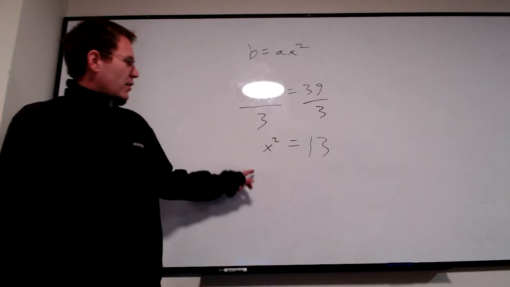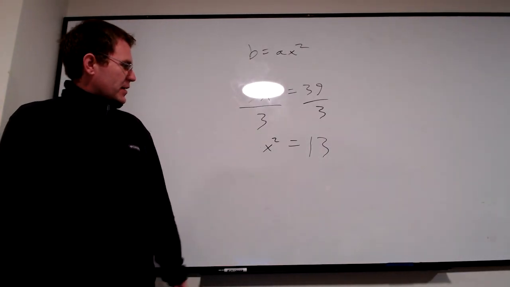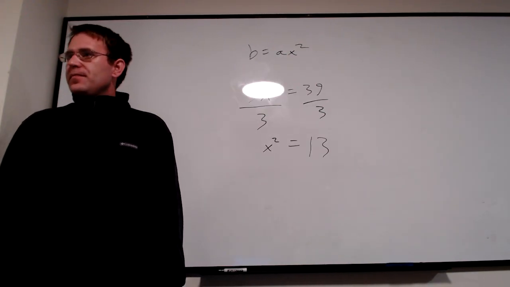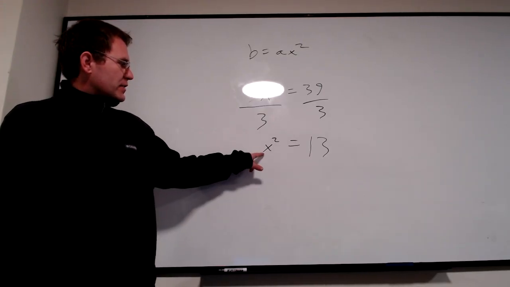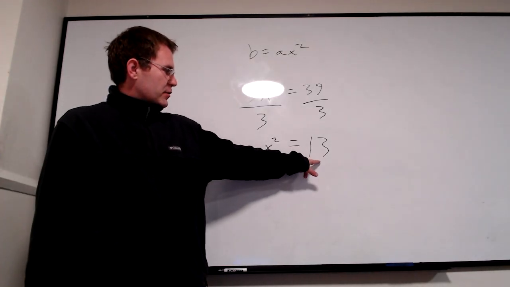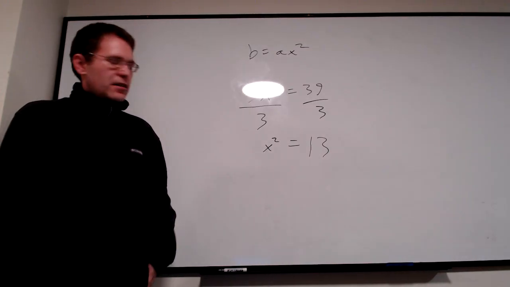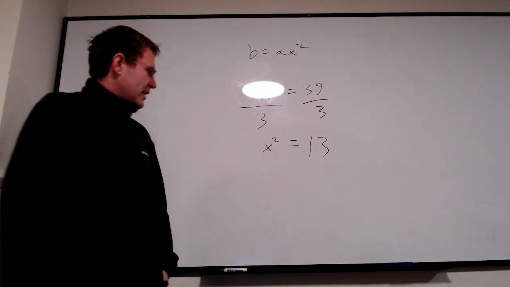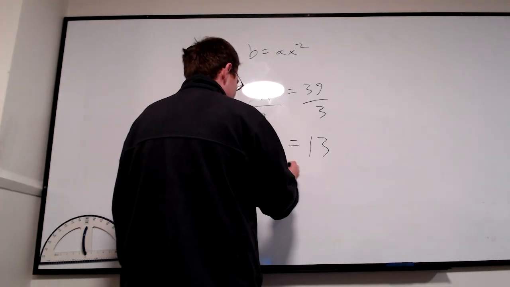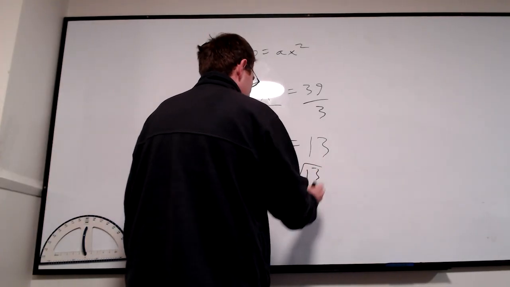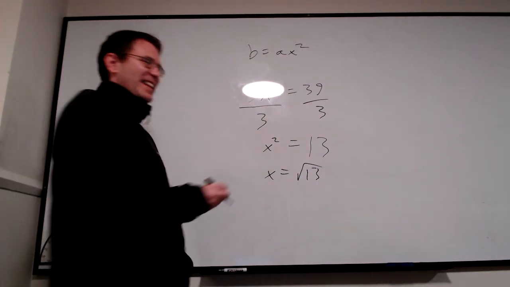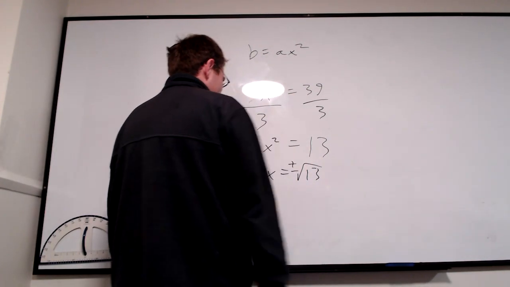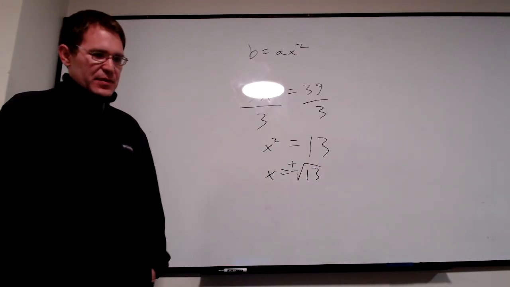Okay, so now if we want to find x, which would be our last step, what's x going to equal? With the square root of 13. Okay, so this equals x squared, this equals 13, so square root of 13. So x equals the square root of 13. And what are we missing? Plus minus. Yeah, that's it. So x equals plus minus the square root of 13. Yep.